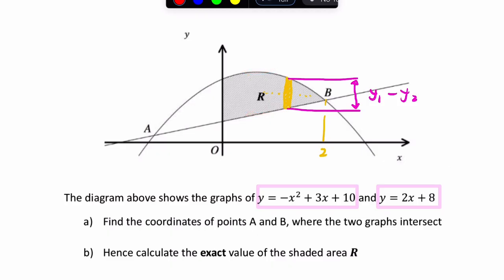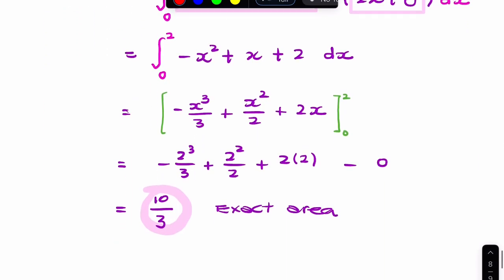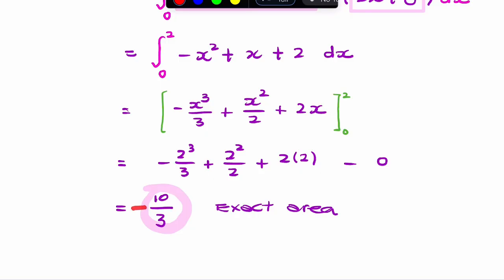Now, if you make a mistake and you get these the wrong way round, and if instead of y1 minus y2, you subtract y2 minus y1, don't worry, your answer will be right. You'll just end up with a negative sign there. And then you can fix that simply by taking the absolute value, and that'll give you the correct answer.